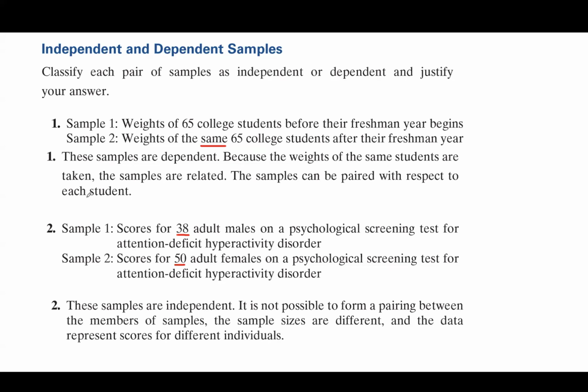So here I gave you two examples. The very first, the same group of students, is a dependent sample, and the second set of samples is independent. Now, how are we going to use this to construct confidence intervals?